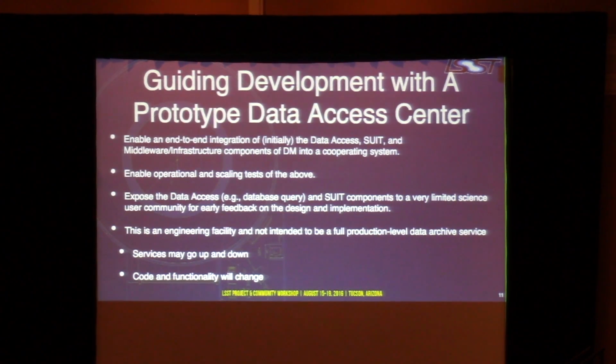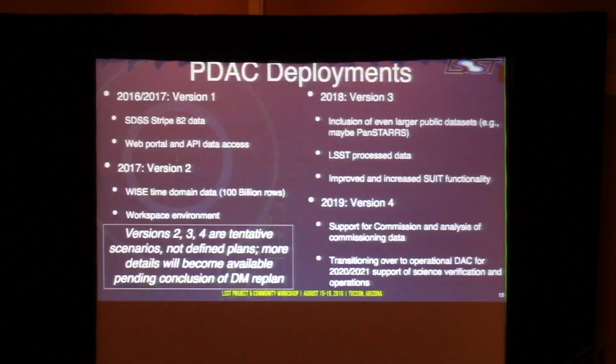So we're going to develop a prototype data access center where we're going to put data in and slowly build up our functionality. The first version of that is going to include Stripe 82 data. It's supposed to come out this year. And then next year, we will include WISE data, which is all sky and time domain. And we'll slowly build up the functionality of the prototype center leading up to commissioning and science operations.